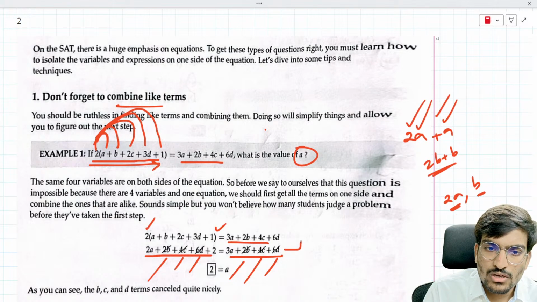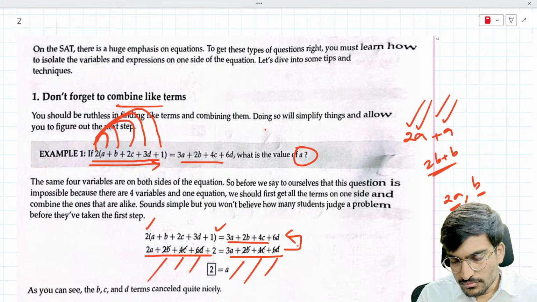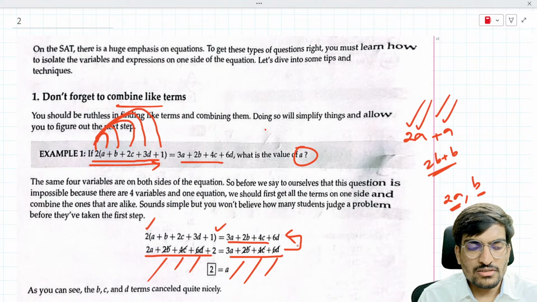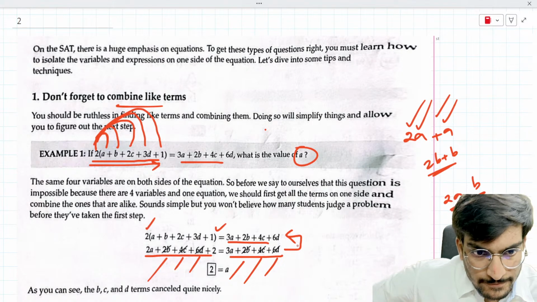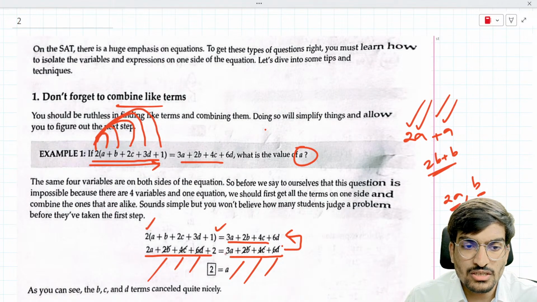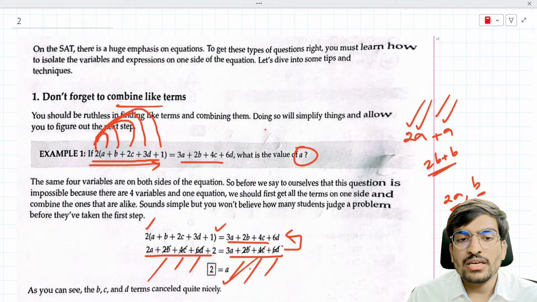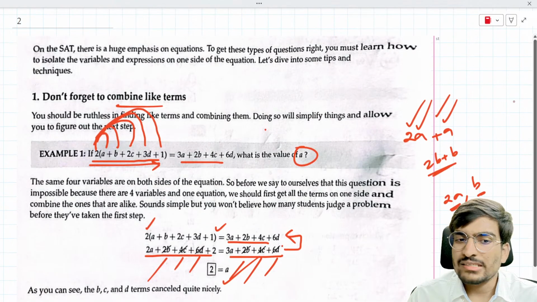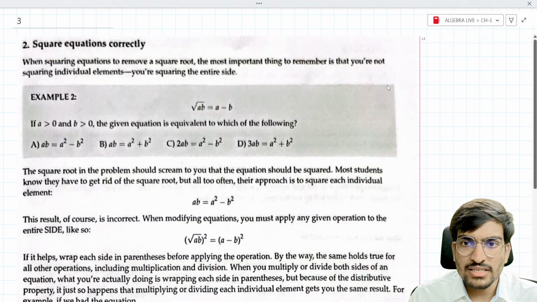Even if you just transpose them to LHS, they get subtracted, because this positive 60 becomes negative 60. By doing it this way you end up with a value of 2. That's it. It's an easy topic, combining like terms.